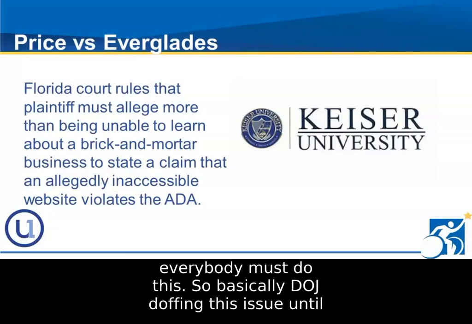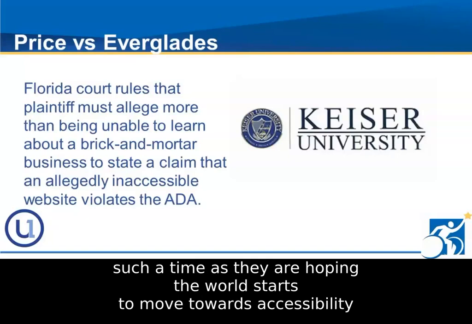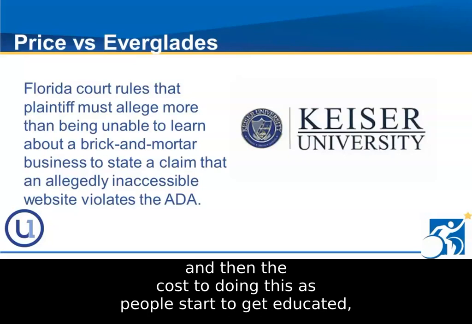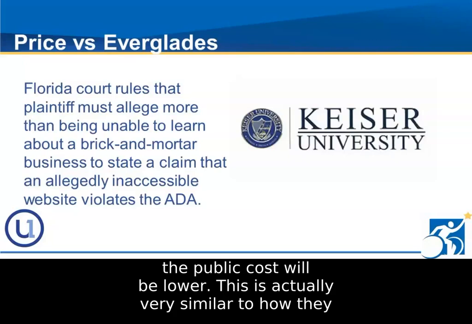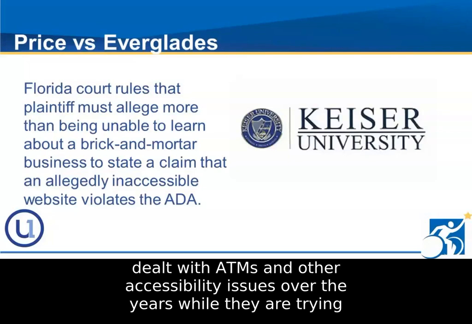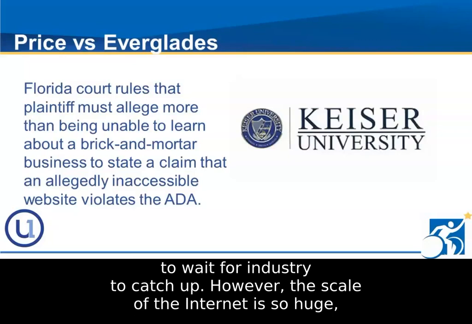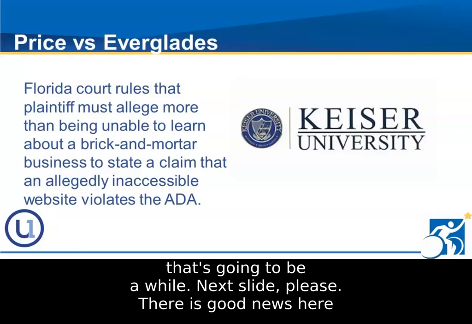So basically, DOJ is ducking this issue until such a time as they're hoping the world starts to move towards accessibility. And then the cost to doing this, as people start to get educated, people start to remediate their sites, people start to engage with experts, the public cost will be lower. This is actually very similar to how they dealt with ATMs and other accessibility issues over the years while they're trying to wait for industry to catch up. However, the scale of the internet is so huge, that's going to be a while. Next slide, please.